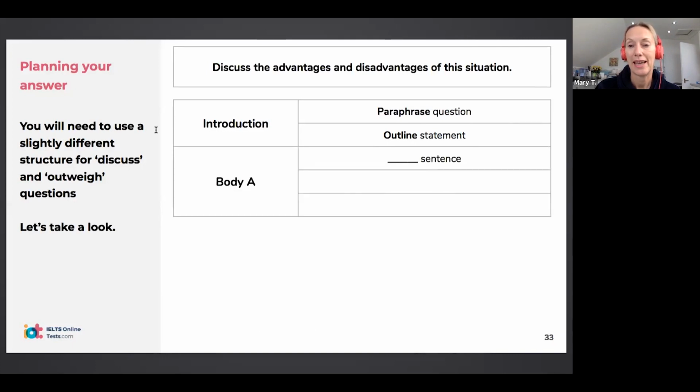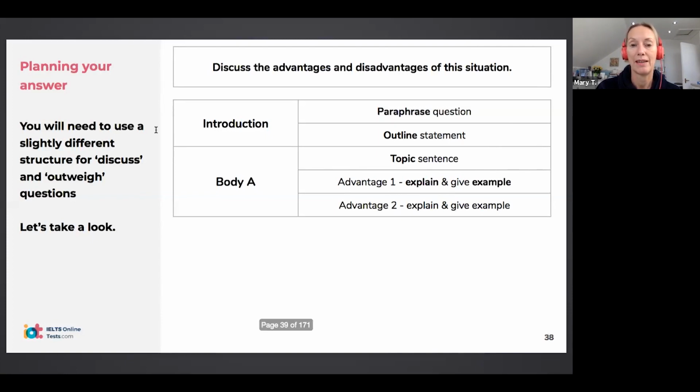And then body A, the first part, topic sentence, that's right. And then you would talk about the first advantage. What would you do there? Explain, some of you are saying, that's right. So explain and give examples. Most of you've got that. So explain and give one example. And then the second advantage is the same format. So that would be body A.